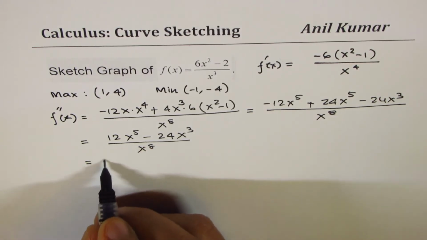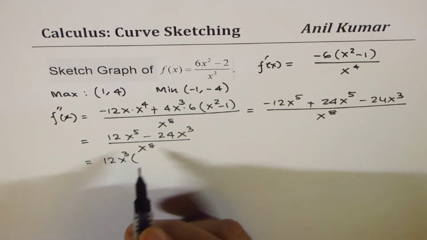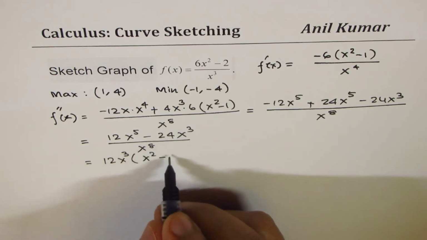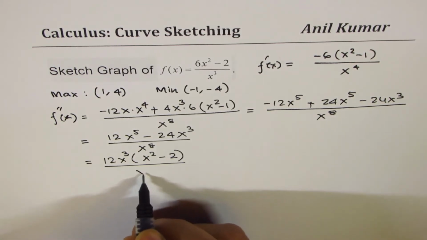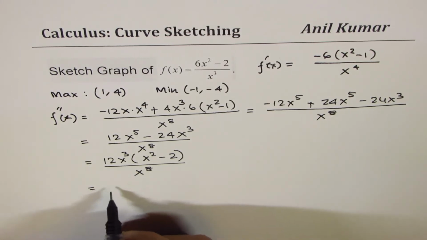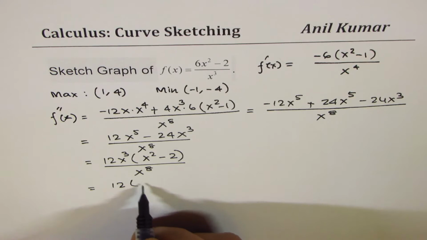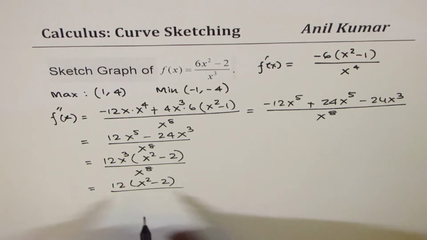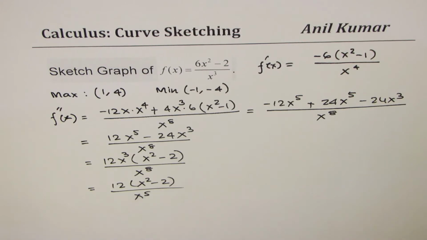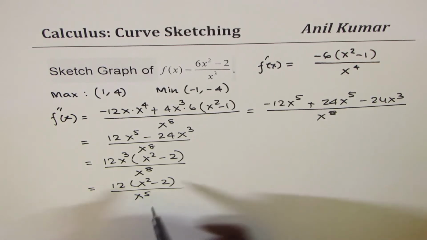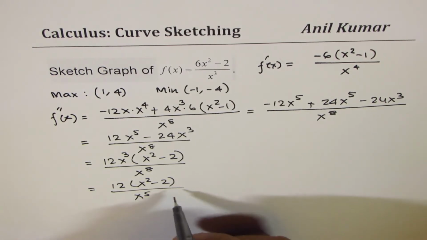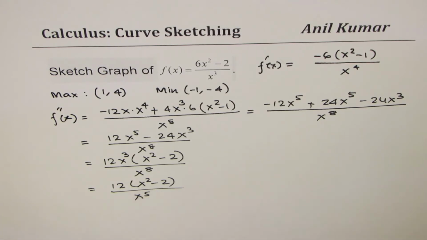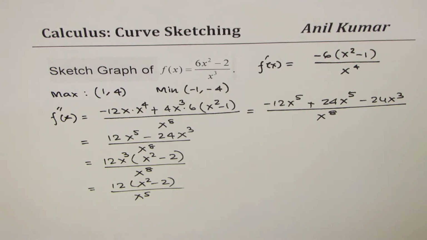Okay, so we could take 12x to the power of 3 common. We have x squared minus 2 divided by x to the power of 8, and that gives us 3 cancels. We get 12 times x squared minus 2 divided by x to the power of 5. Now clearly we do have two zeros, so if I want to find the critical numbers here, then they are at x equals to plus minus 2, right? So let us analyze this graph at x equals to plus minus 2 for concavity.